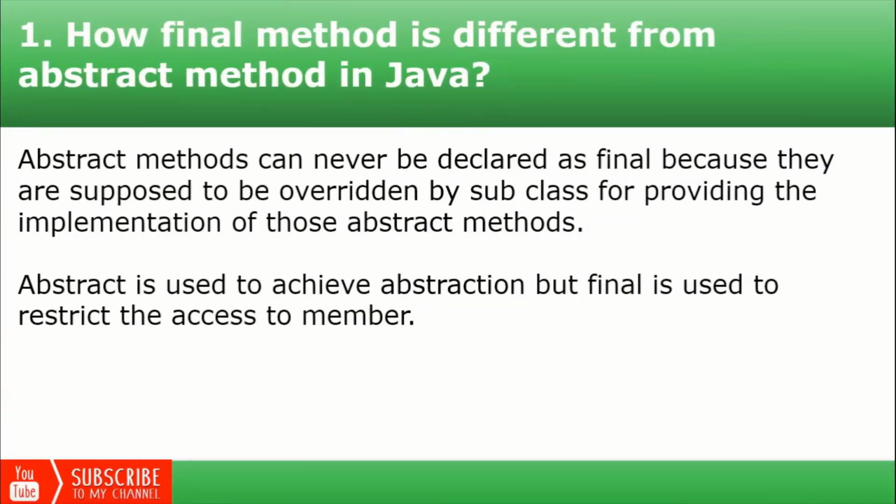So the first question that can come to you is how is a final method different from an abstract method in Java. Your answer should be: an abstract method is used to achieve abstraction, but final is actually used to restrict the access of a member. Also, abstract methods can never be declared as final because they are supposed to be overridden by a subclass for providing the implementation of those.